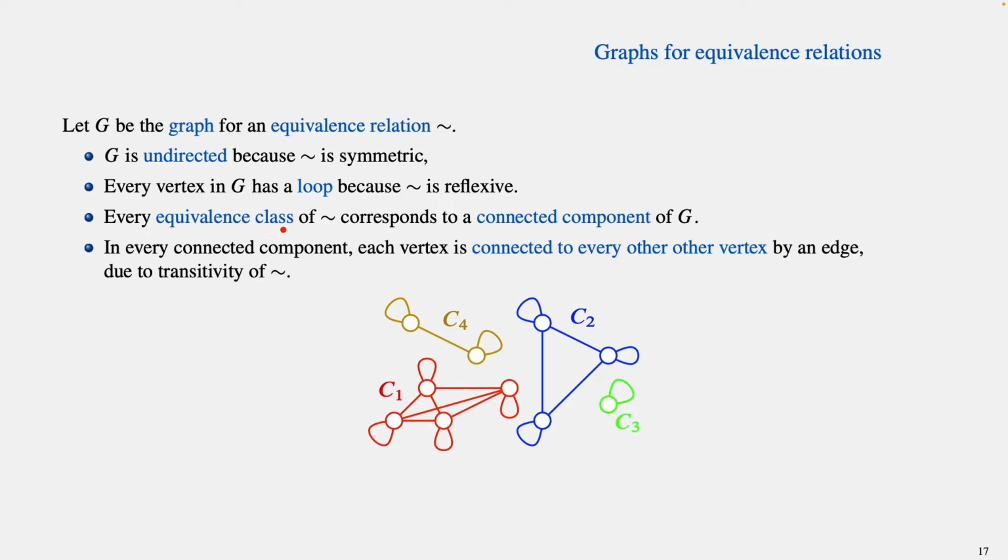Every equivalence class corresponds to a connected component of the graph. So here we have 4 different equivalence classes. And in every connected component, each vertex is connected to every other vertex by an edge, which is a consequence of the transitivity. Well, you can see this in this component C1, the red one, and in the others of course too.